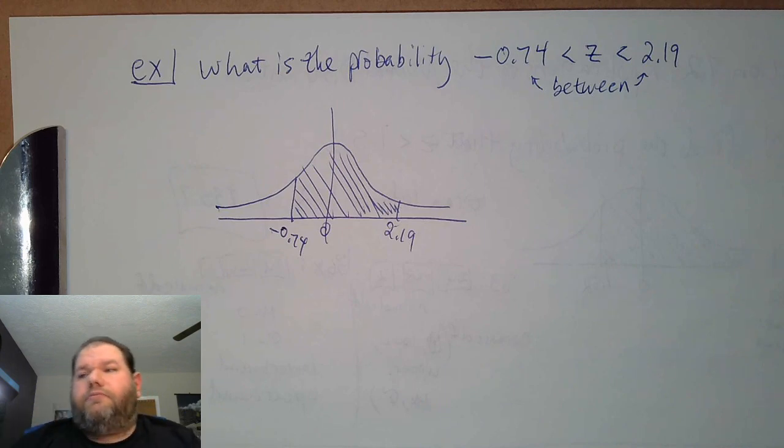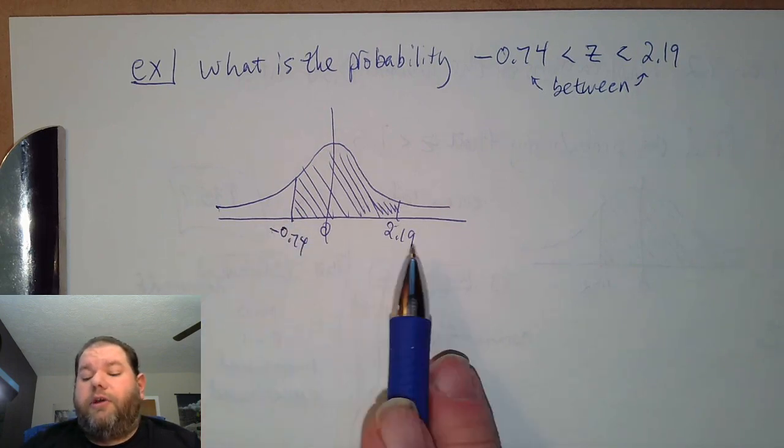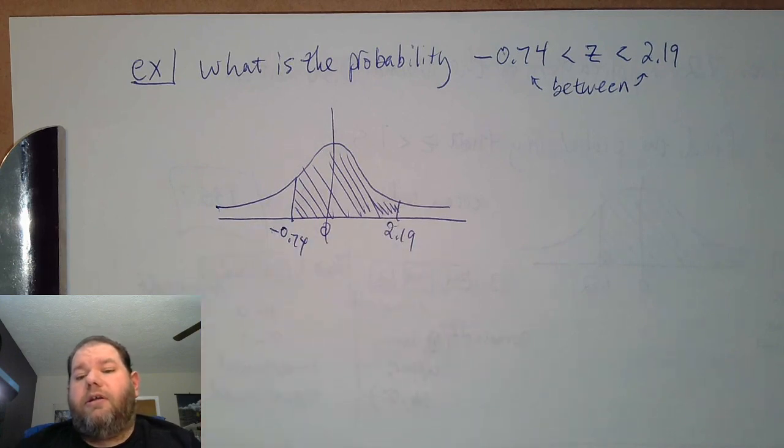Now, if we're doing this in the table at the back of the book, remember the table only shows us the area to the left. So we could look up 0.74 and find the area to the left, and we can look up 2.19 and find its area to the left. How can we use those to find the area that's between these two numbers? Do you have any ideas?